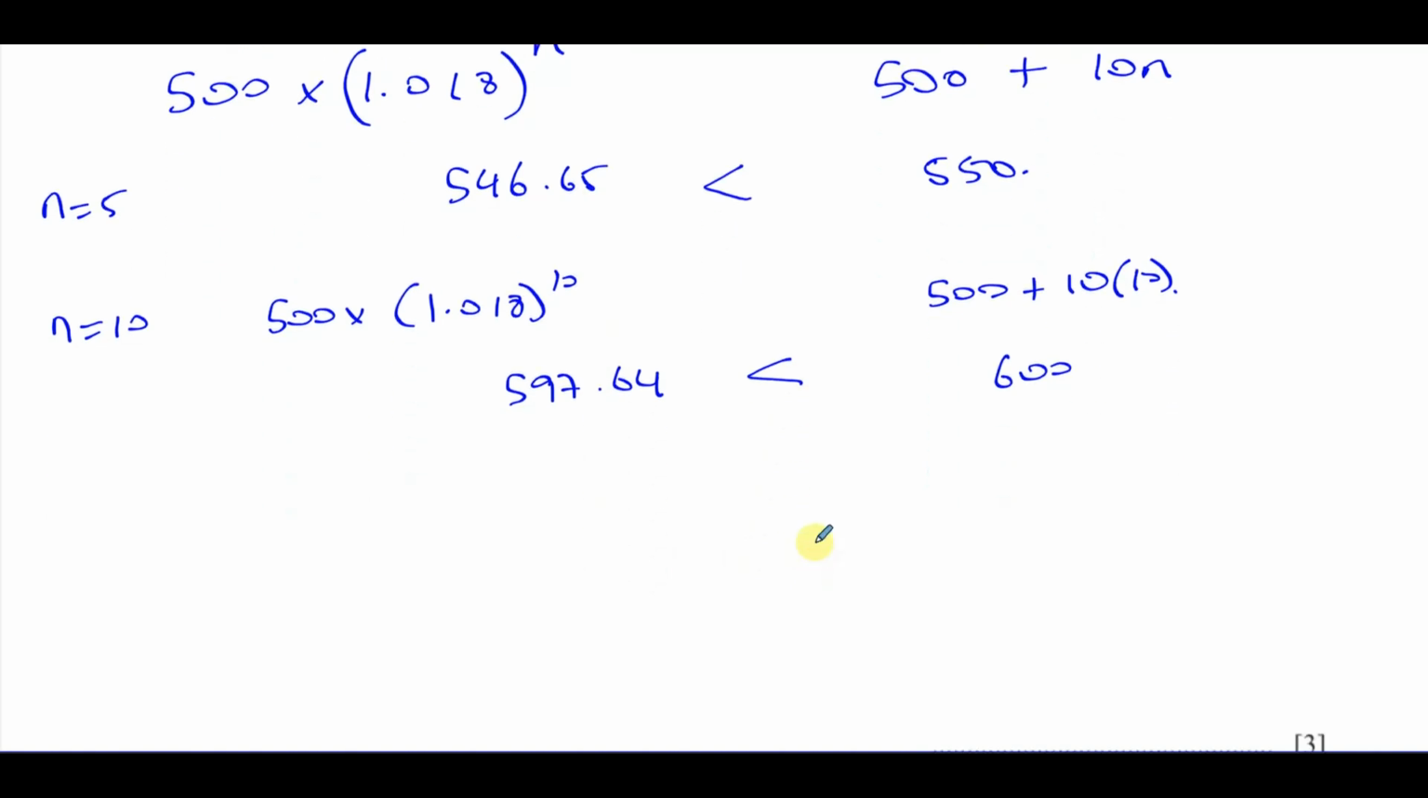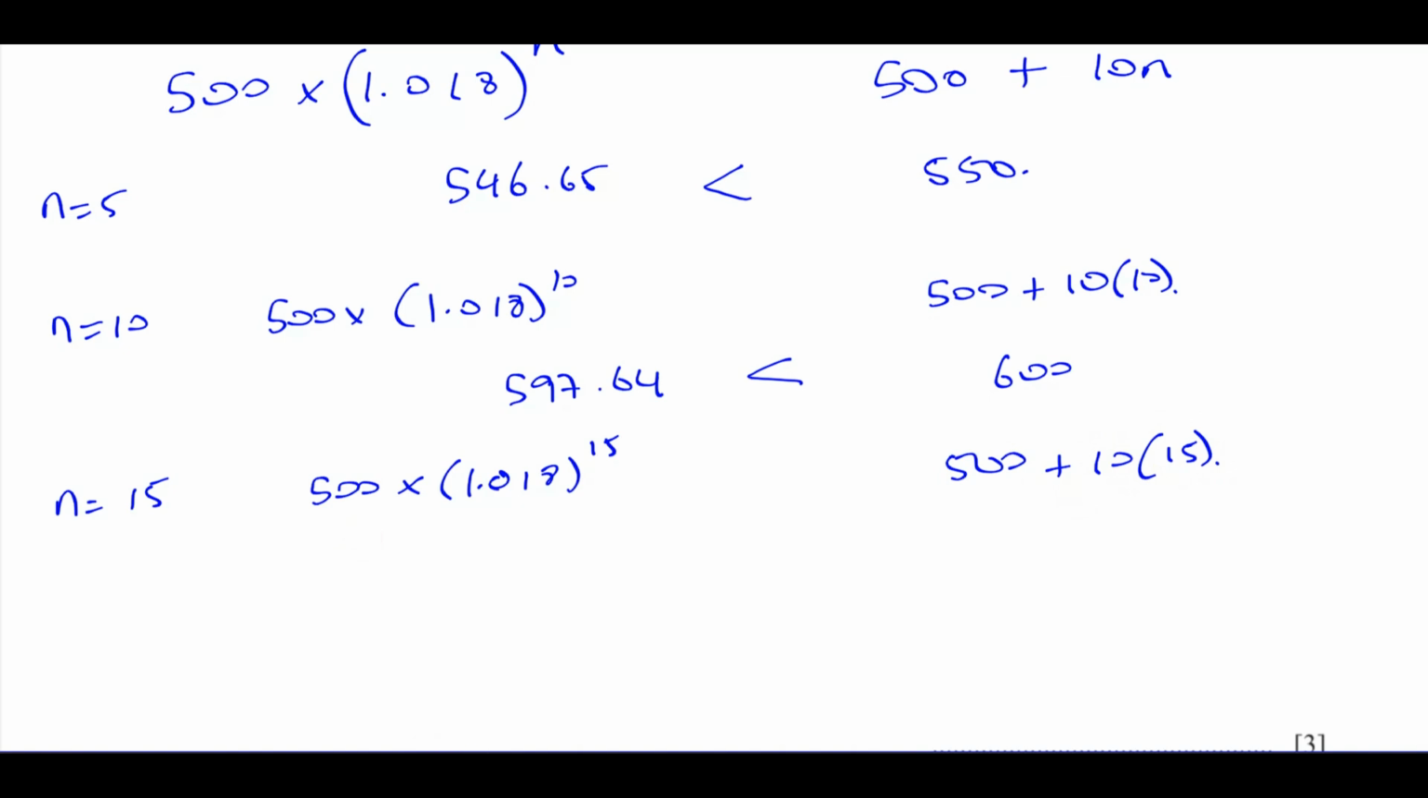Okay, let's try, for example, when n equals, let's say, 15. So in this case, you'll have 500 times 1.018 to the power of 15, and here I'm going to have 500 plus 10 times 15.